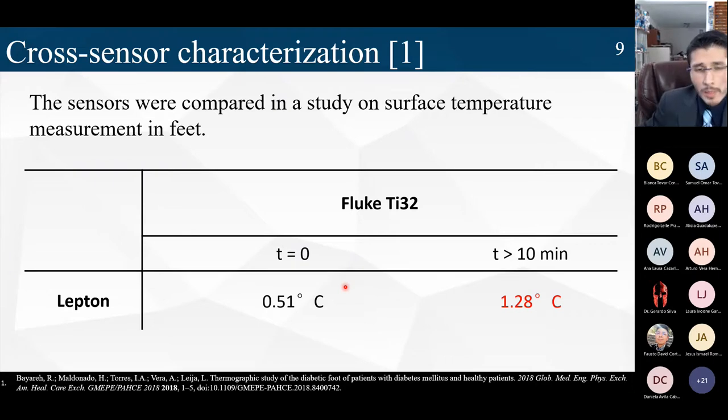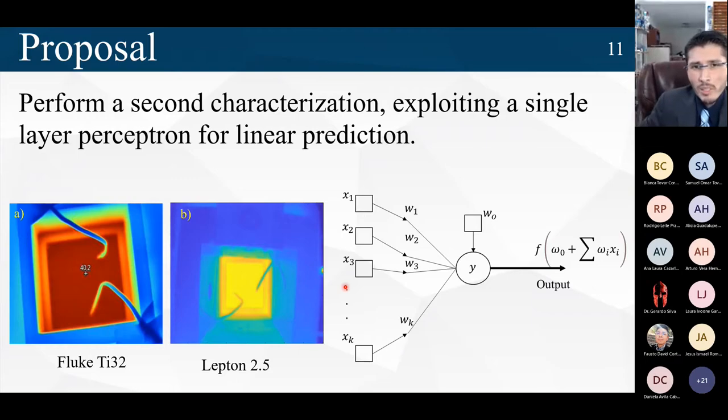So the purpose of this paper is to perform a second characterization, exploiting this time a linear perceptron for, of course, linear prediction. In such a way that we had a better controlled experimental condition, a very controlled environment, so that the data retrieved from the industrial camera would serve as input to our system in order to predict the temperature of our low-cost sensor, not only to get a linear prediction, but to find the best fitting model that could reduce the error of the original model.